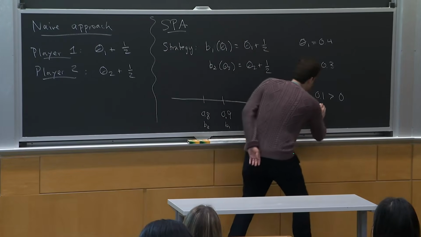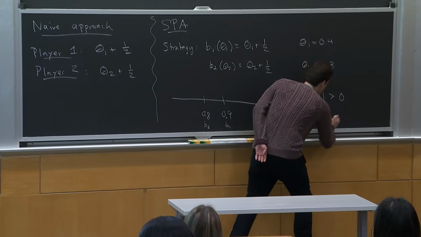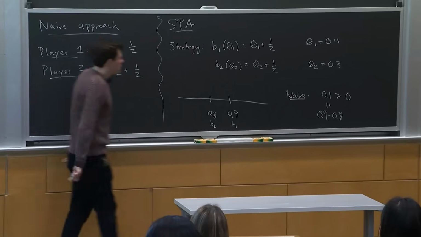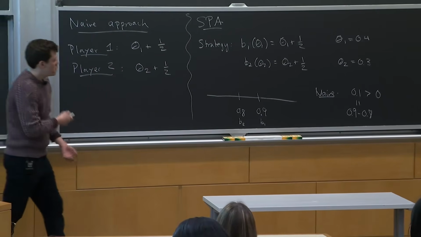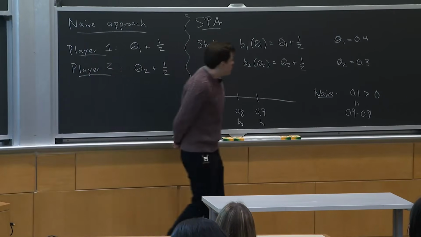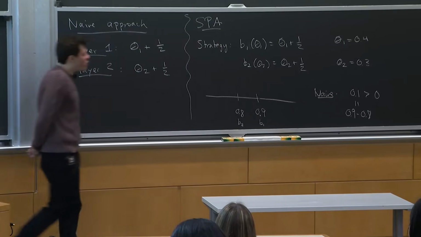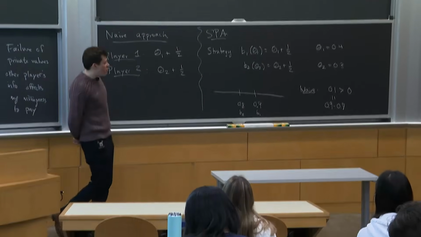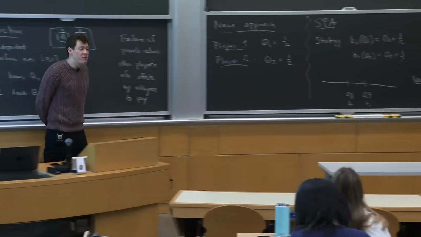And maybe I should explain where this comes from. 0.9 minus 0.8. So it looks like I'm doing well. I get a payoff of 0.1. I could do no better than 0.1. I'm bidding optimally. That would be the private values intuition.